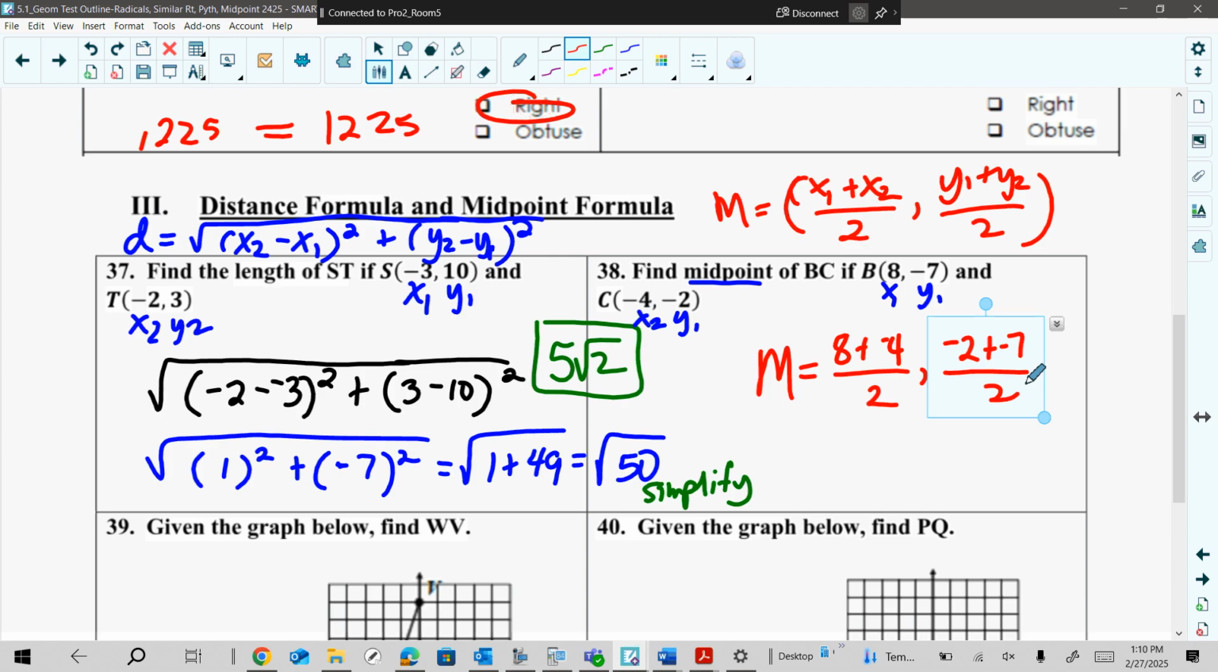And then you simplify that. So try to see if you can get the simplified answer. One of the coordinates is a decimal. We should have 2 comma -4.5.